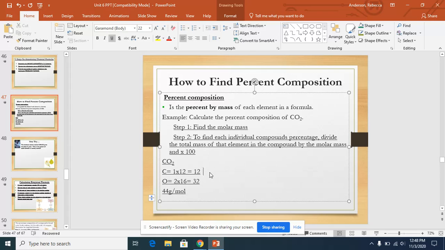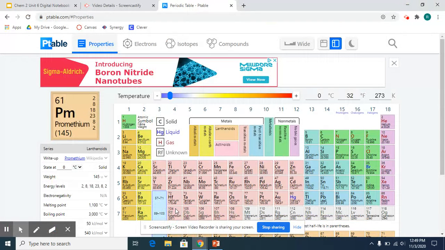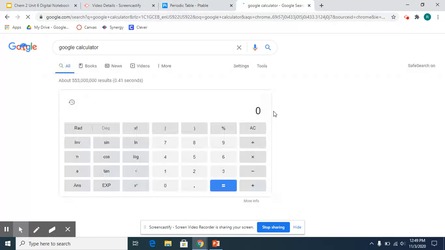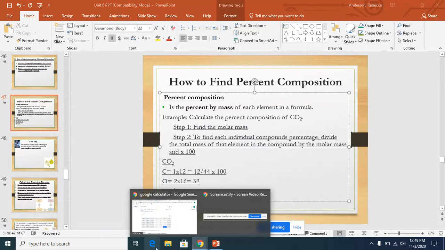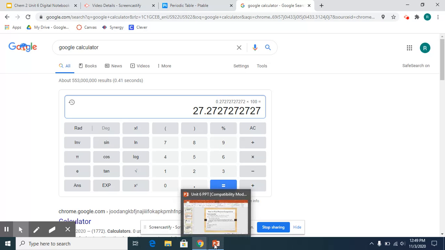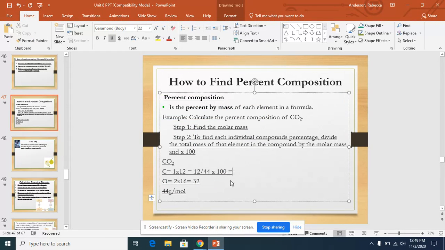Okay, so to find the percentage of each element, we will take the total, so that'll be 12, divided by the molar mass, which is 44, times 100. So I'll pull up a calculator so you can see me do that. We need to do 12 divided by 44 times 100. So that would be 27.27%. We can round that to 27%. That's fine. So 27% of this compound is carbon.